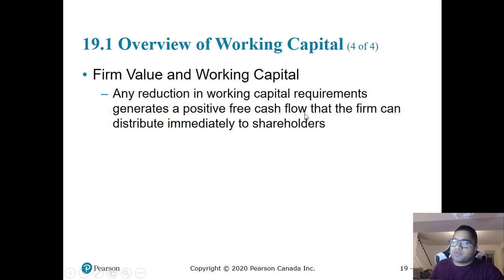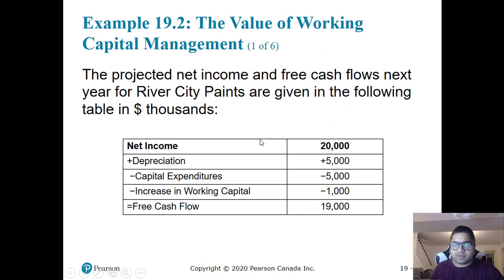So any reduction in working capital requirements generates a positive free cash flow that the firm can distribute immediately to its shareholders. Projected net income and free cash flows for the next years for River City Plain are given in the following. We have discussed this. Net income is given, and we can compute free cash flows. Net income plus depreciation minus capital expenditure minus increase in working capital gives free cash flow. Now, if you can reduce working capital, the free cash flow goes up.